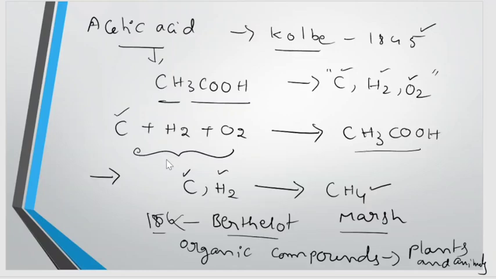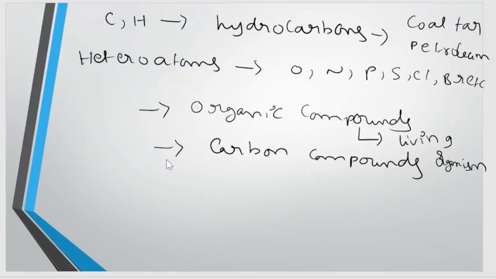Okay, now if we consider the compounds of carbon and hydrogen, they are the hydrocarbons. The major sources of these hydrocarbons are coal tar and petroleum. If we consider the petroleum products, they contain a large number of hydrocarbons, both aliphatic hydrocarbons and aromatic hydrocarbons, which are very useful for our daily life.